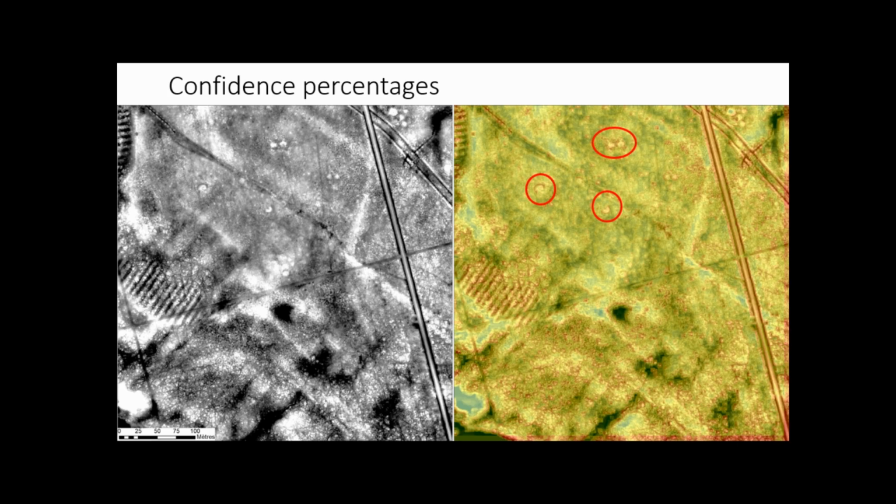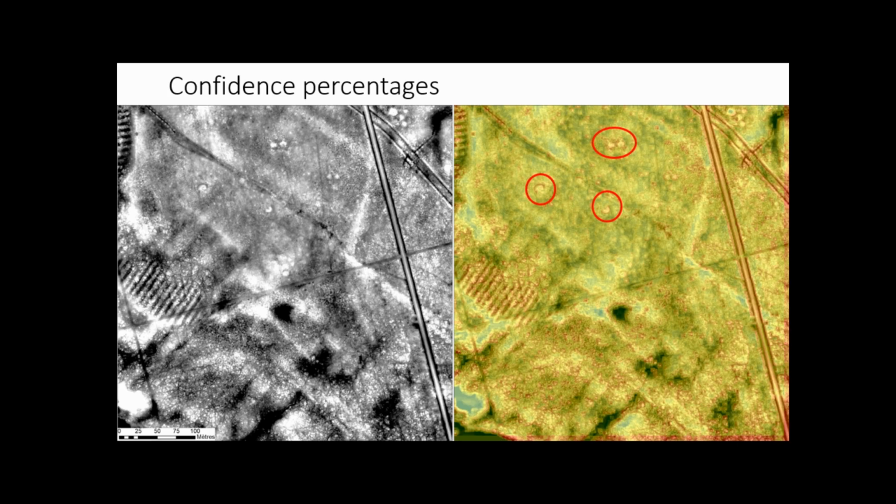But we do see something if we take a closer look. It actually recognizes the ditch parts as charcoal kilns, which are highlighted here in red, and the elevated part as not, which means that when we look at the screen, we still recognize the charcoal kilns.